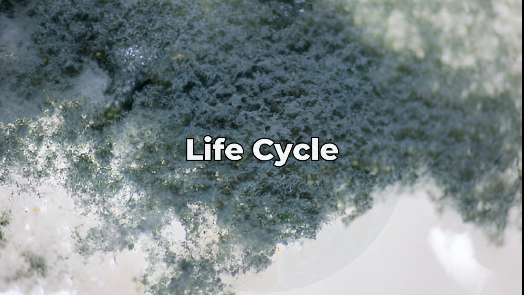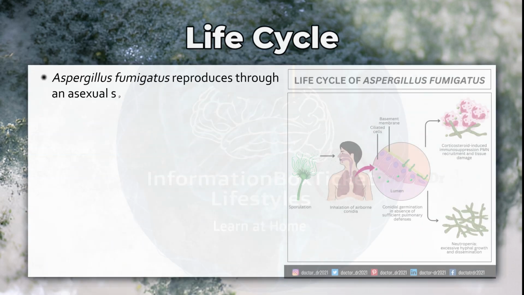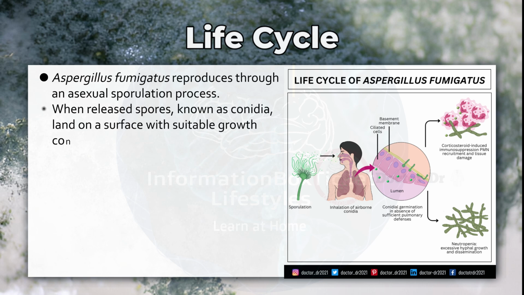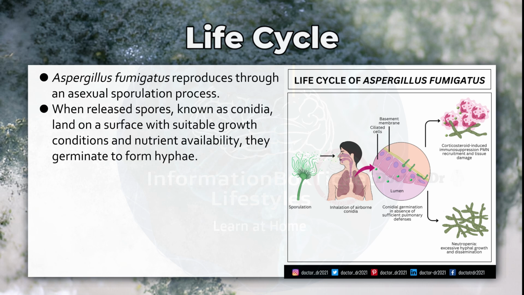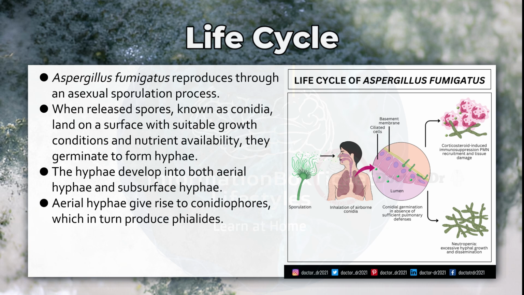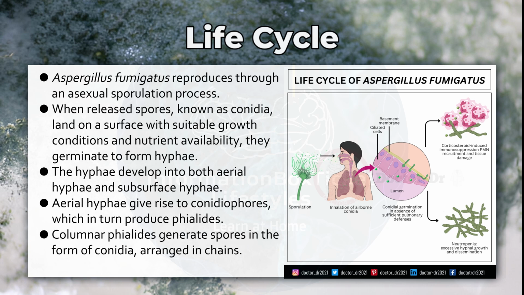Life cycle of Aspergillus fumigatus. Aspergillus fumigatus reproduces through an asexual sporulation process. When released spores, known as conidia, land on a surface with suitable growth conditions and nutrient availability, they germinate to form hyphae. The hyphae develop into both aerial hyphae and subsurface hyphae. Aerial hyphae give rise to conidiophores, which in turn produce phialides. Columnar phialides generate spores in the form of conidia, arranged in chains.